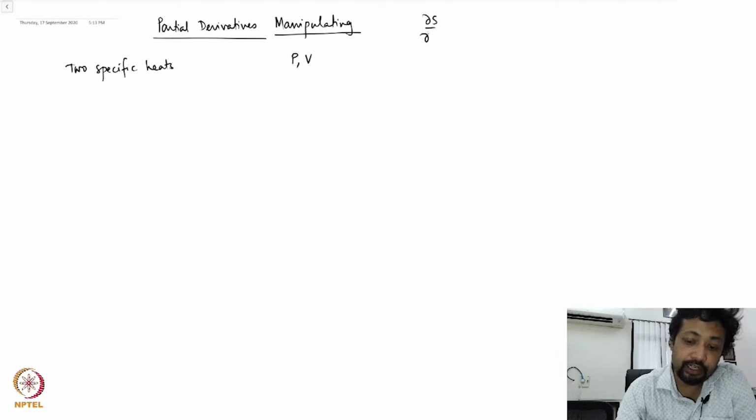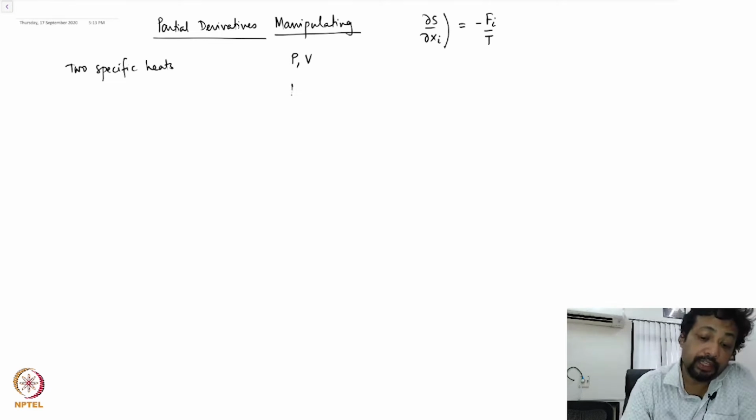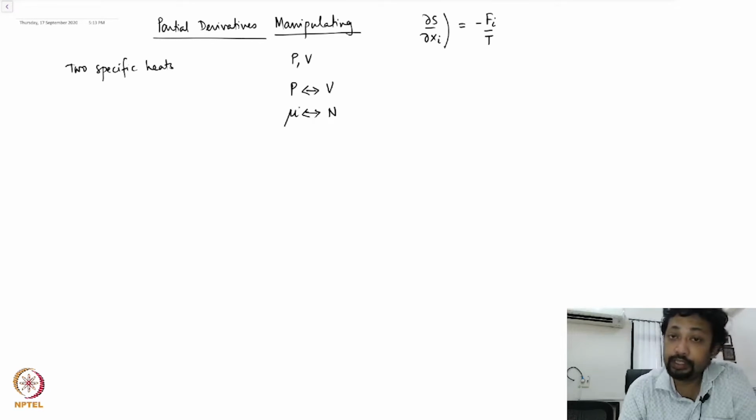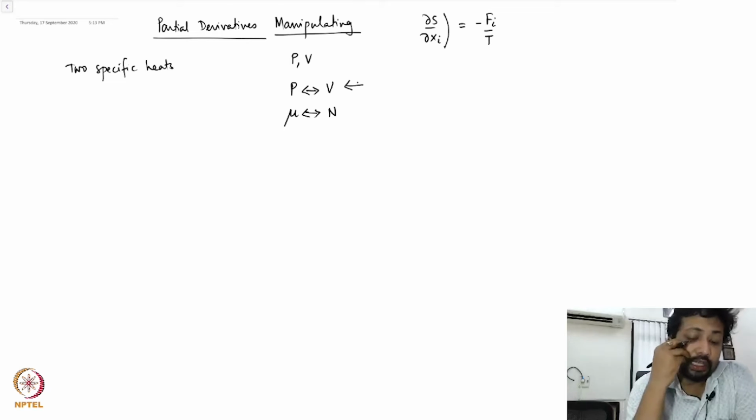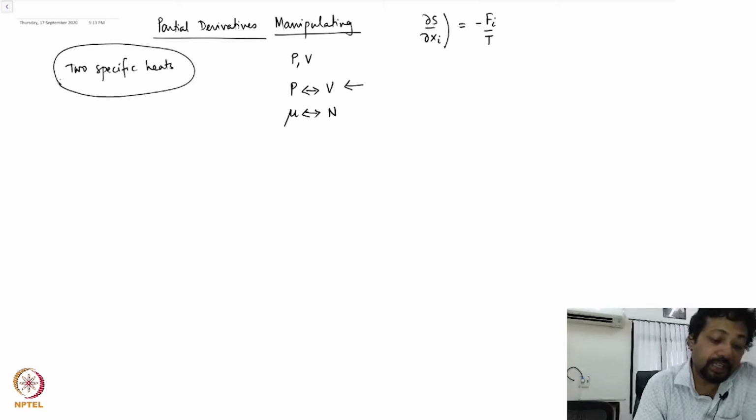So, for the generalized equations of state as minus Fi over T, where xi is a generalized coordinate and the corresponding Fi is the conjugate force. For a hydrostatic system, for example, the pressure P is conjugate to the volume, and the particle number is conjugate to the chemical potential. So normally for a hydrostatic system, it is pressure and volume which play a very significant role, and therefore one defines specific heats as Cp and Cv.